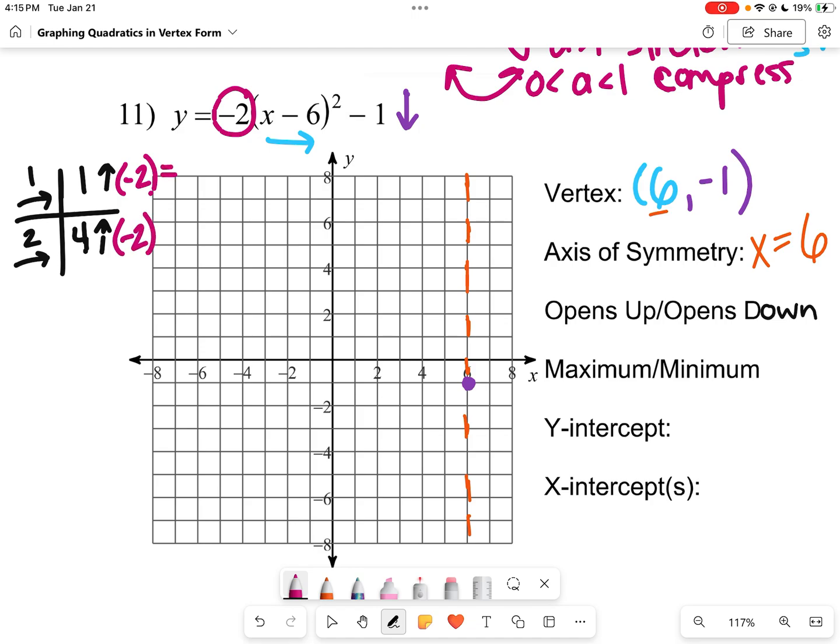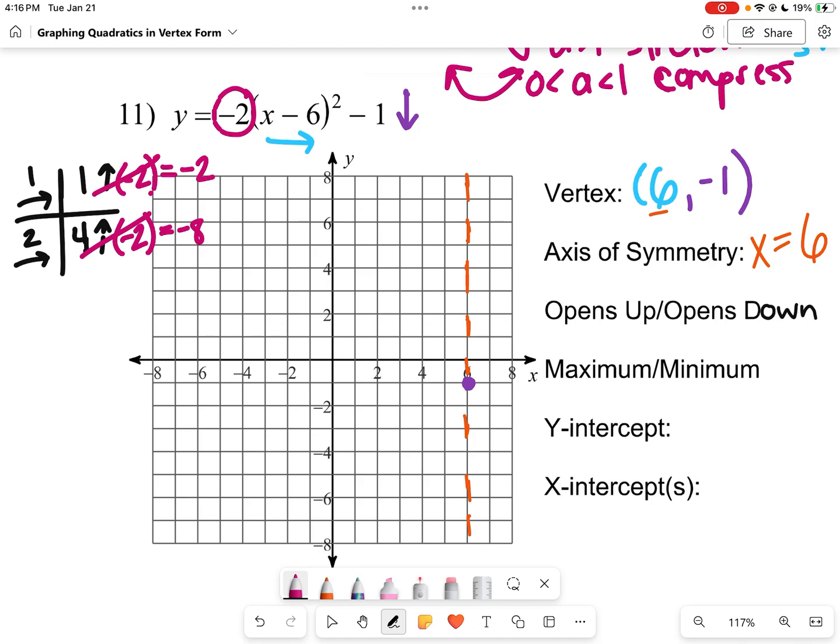So now, well, if I see a negative, I know my graph is going to flip upside down, and then that 2 does something different. It's going to make it kind of stretch and get skinnier by a factor of 2. So let's go ahead and multiply this out. 1 times -2 is -2. And then 4 times -2 is -8. Okay? So essentially, my graph is going to transform by a factor of -2.